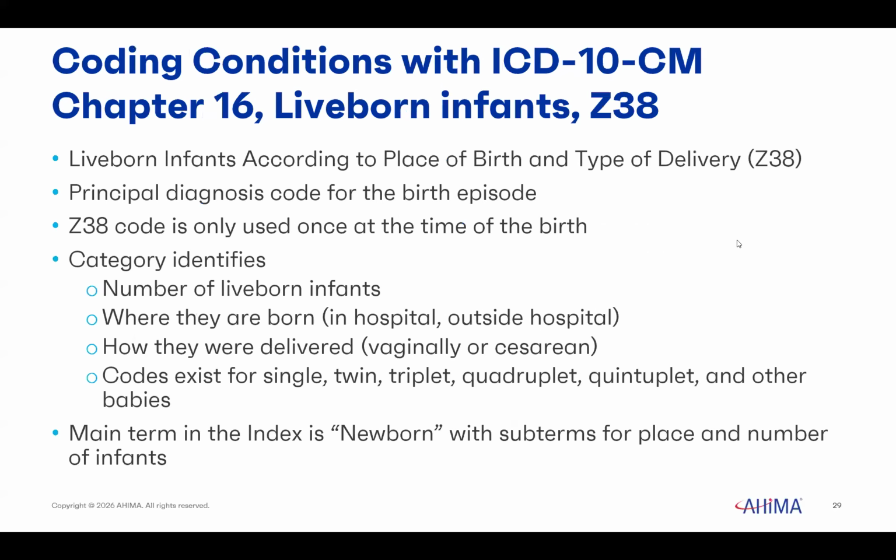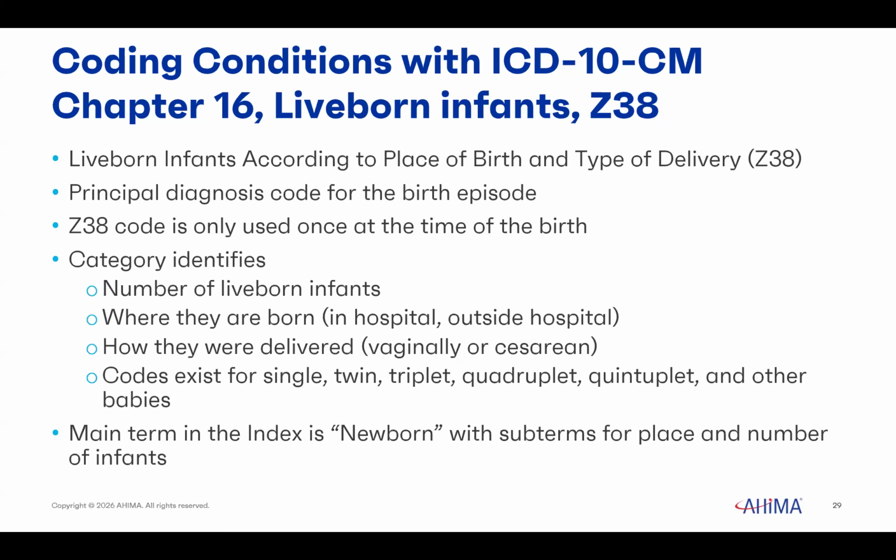Oh, went too far ahead. Now, the last thing, live-born infants, Z38. Again, Z38 is only used once, and everything to the right of the period, the rest of the characters, will identify the number of live-born infants and where they were born, either in the hospital or outside of the hospital. We'll identify whether they were born vaginally or through a cesarean.